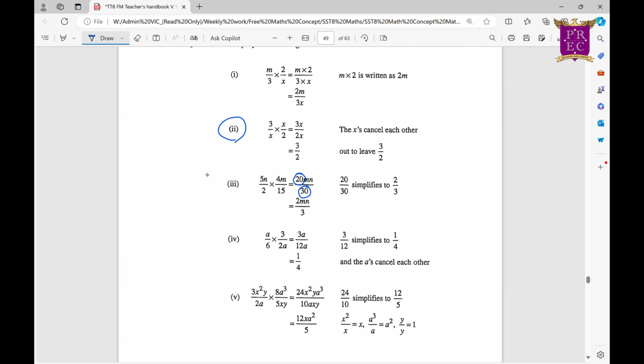And this is a bit more advanced, but it works the exact same way. It becomes 3a over 6 times 2a. You're just multiplying the coefficient with the 6, which becomes 12a. And that can be simplified down to 1/4 because the a's also cancel each other out.